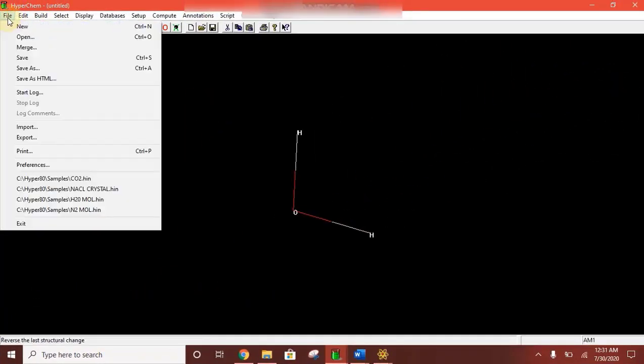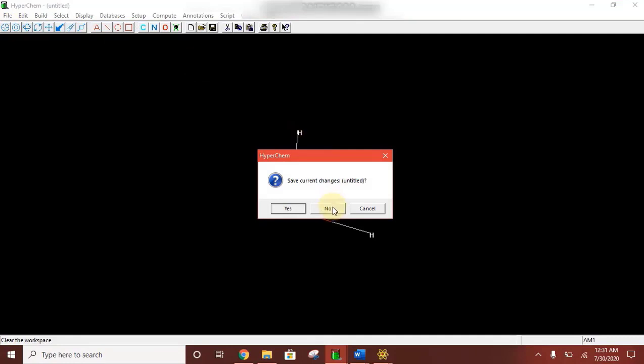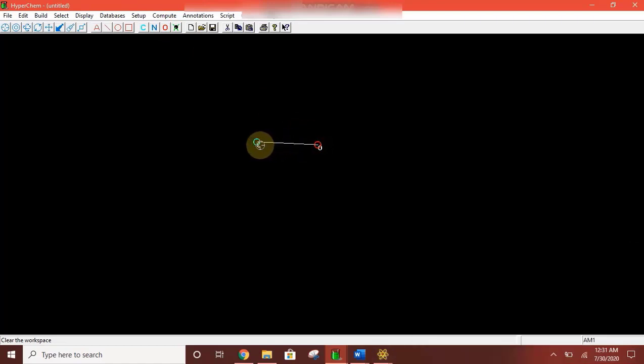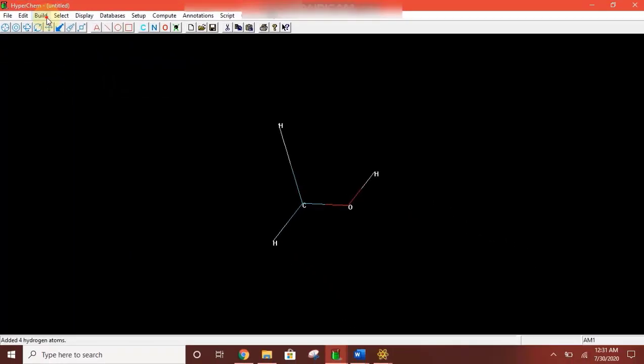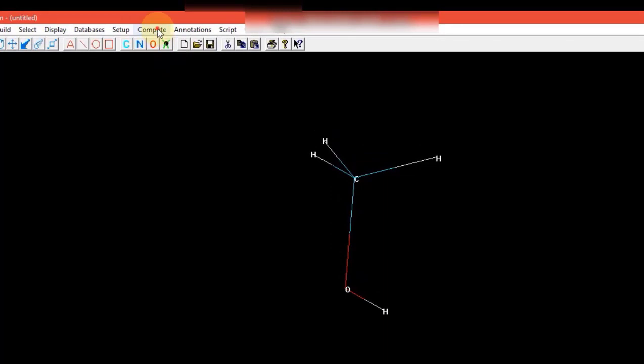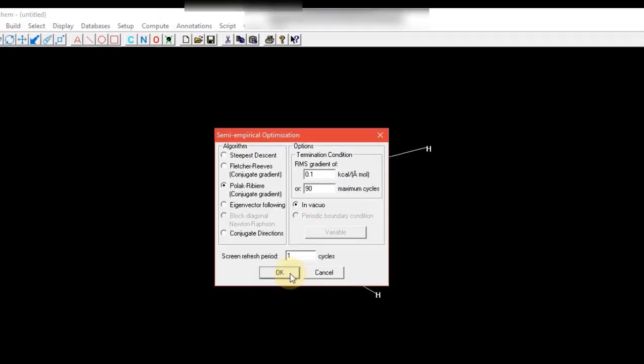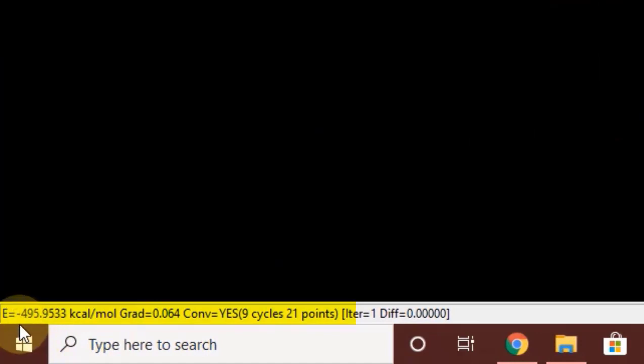Now renew your page. Draw the methanol molecule, or any molecule you have been assigned. Add the hydrogen, then click on model build. Now you have a methanol. Calculate its energy. Also write down this energy in your notebook.